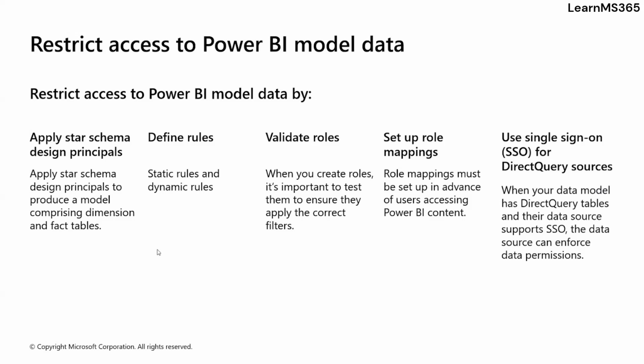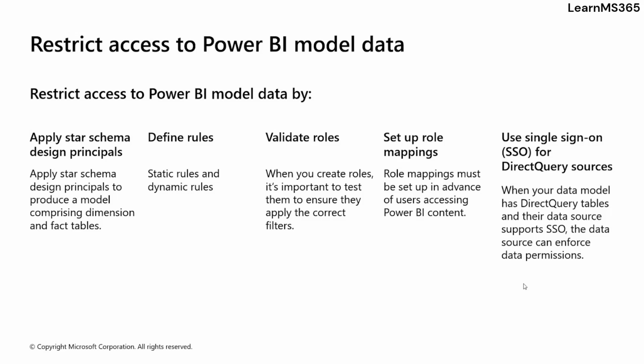Achieving this requirement commonly involves setting up row level security, which involves defining roles and rules that filter data in the model. You can also set up object level security, OLS, to restrict access to an entire table or column. So we can restrict the access to Power BI model data by various techniques.